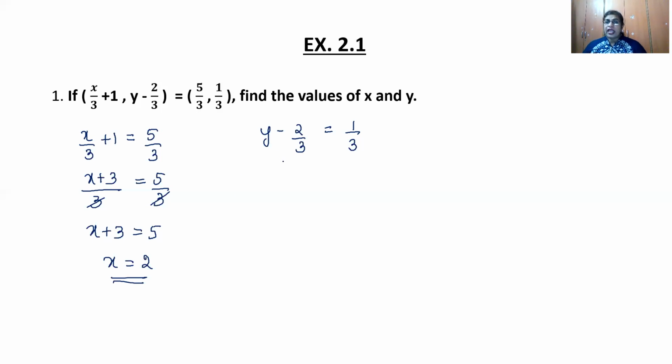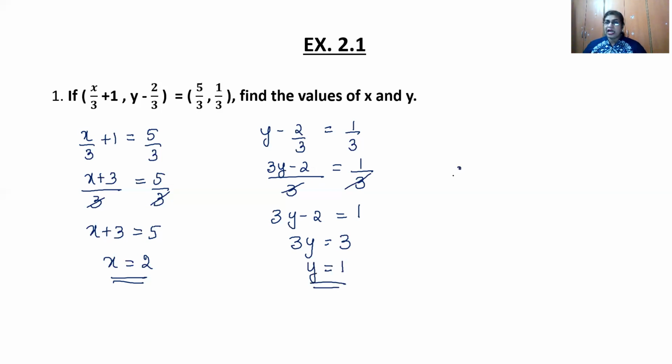Same way, y minus 2 by 3 is equal to 1 by 3, given. Take the LCM here, 3. So we are getting 3y minus 2 is equal to 1 by 3. Cancel out 3. So what you are left with is 3y minus 2 is equal to 1. So 3y minus 2, I shift to the right side, it becomes plus 2. So 2 plus 1 is equal to 3. So therefore y is equal to 1.